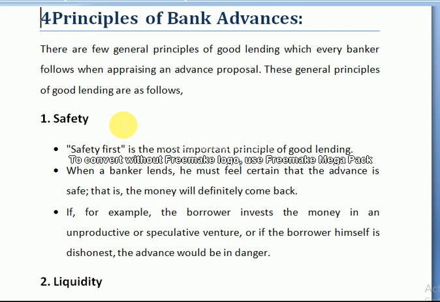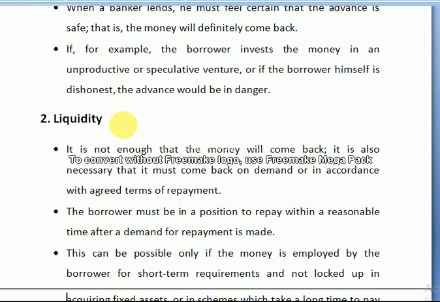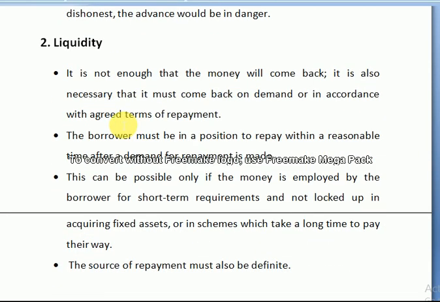So the first principle is that the banker should see the safety principle, that is, whether the advance which we are sanctioning is safe or not safe. The second principle of a bank loan or bank advance is liquidity.